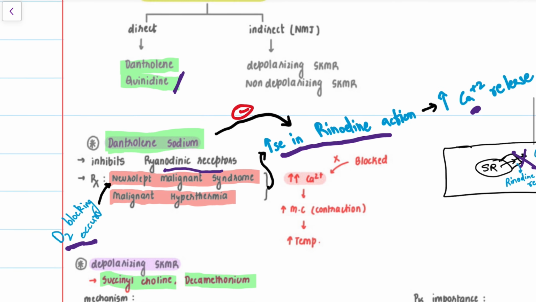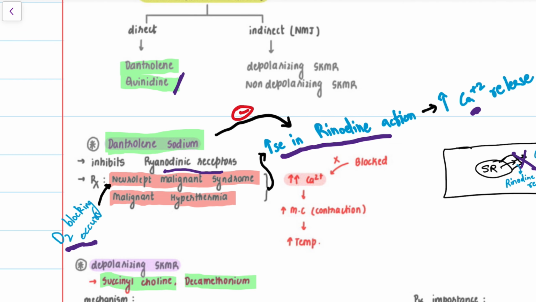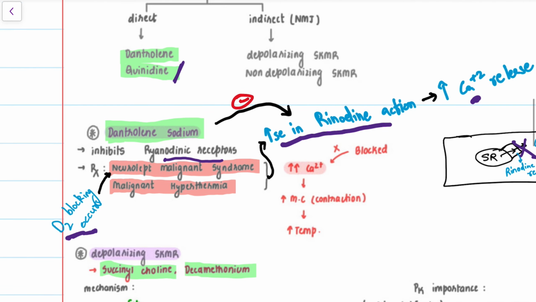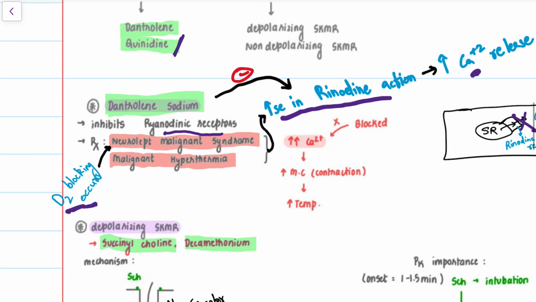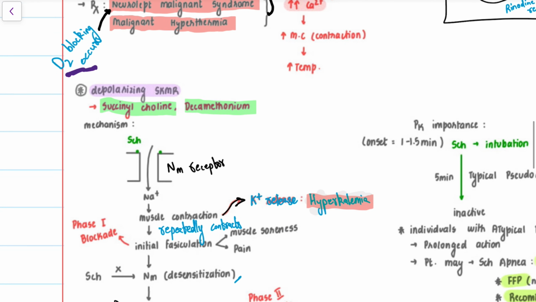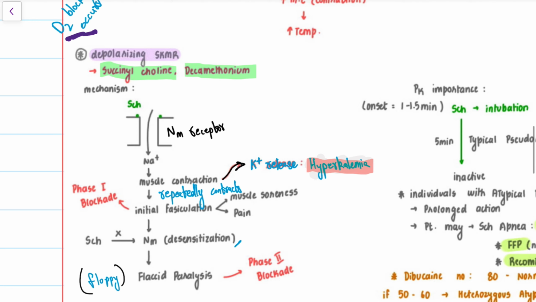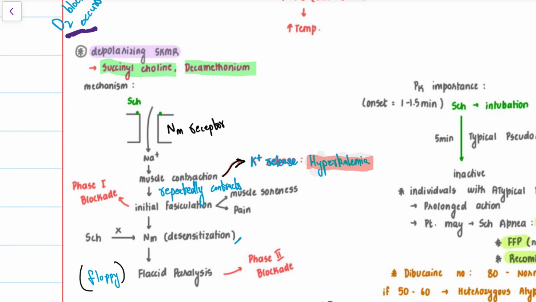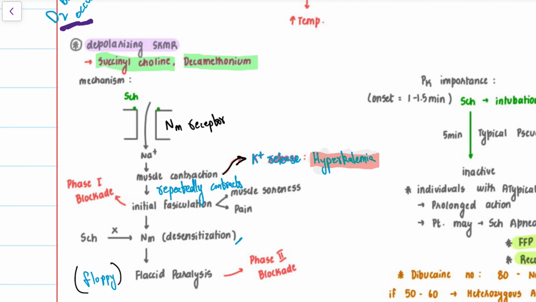Now indirectly acting. These can be classified into depolarizing SKMRs and non-depolarizing SKMRs. So in depolarizing, one of the main examples is succinylcholine. You see in this NM receptor, what did we say? When acetylcholine comes and acts, when there's one receptor, ACh or acetylcholine comes and acts on the NM, and it causes sodium to enter into the muscle.